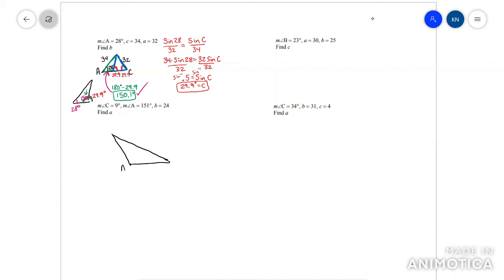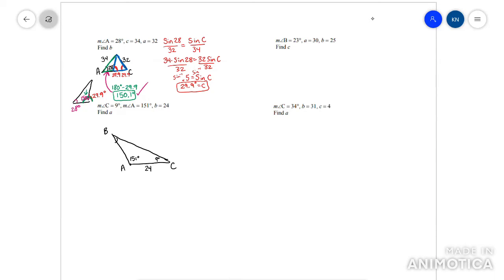So we're going to call this A, and A is 151 degrees. Then there's angle, we'll call this C, which is 9 degrees. And then B, here's B. We don't know the angle, but we know the side length is 24.